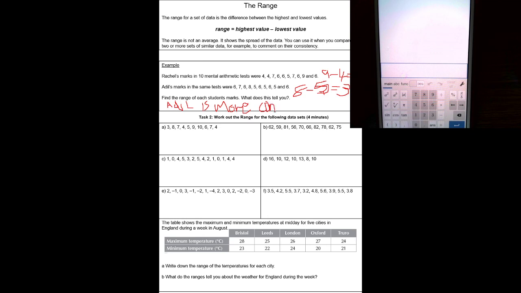And do we prefer consistency? Yes. Because she may well have fluked that 9 out of 10. Or she may well have sat next to somebody else in the test. Like Aksha, for example.